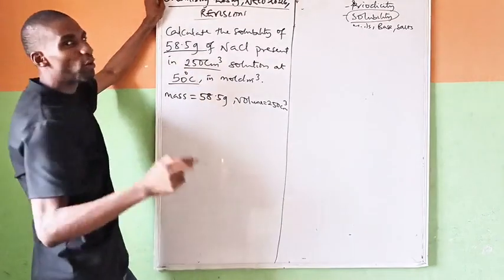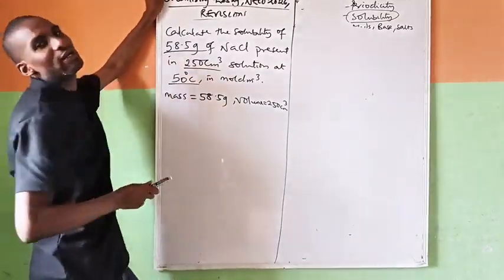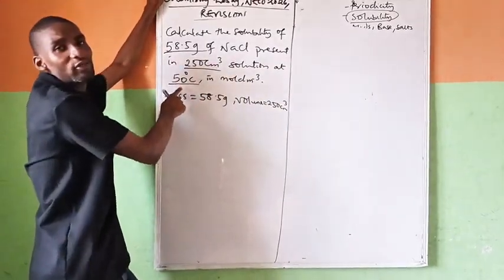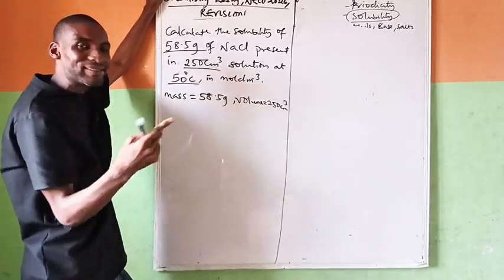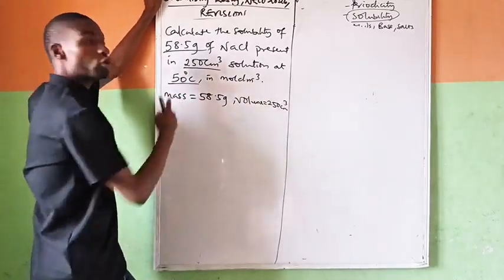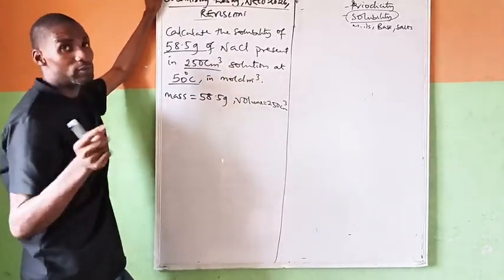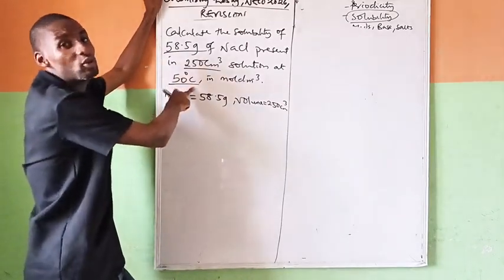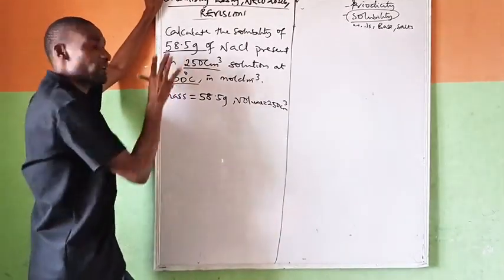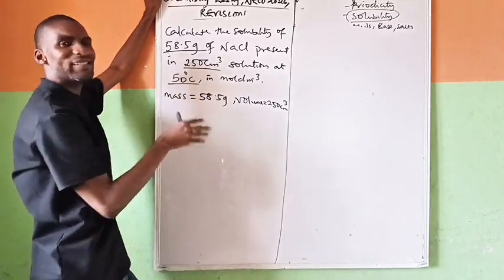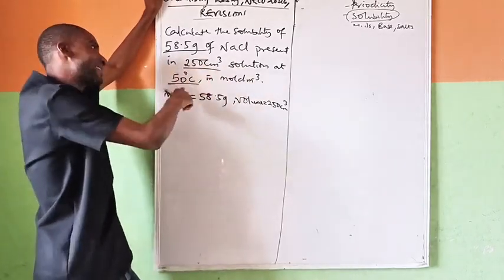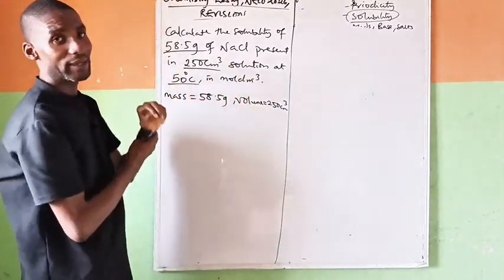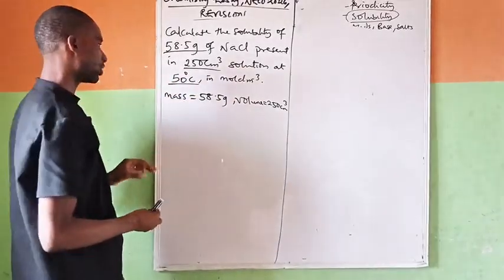They were given temperature, but note, you don't use temperature in calculation of your solubility. Many students will start converting this to Kelvin and wasting time doing irrelevant things. You don't need that. You don't even need the temperature. Once you have done your calculation, you now go back and say the solubility of sodium chloride at 50 degrees Celsius is this. You state it there. So you are not using this for your calculation at all.